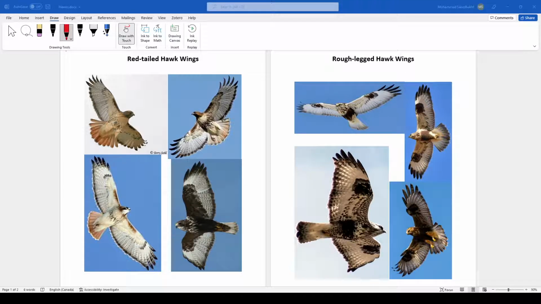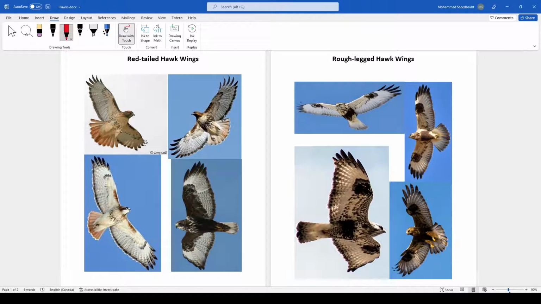I'm making a quick video to show the differences between rough-legged hawk wings and red-tailed hawk wings. The two species are very similar, and sometimes it's easy to distinguish them by the tail, sometimes it's not. And for the purpose of the BCIT wildlife course lab exam, we need to look at the wings.